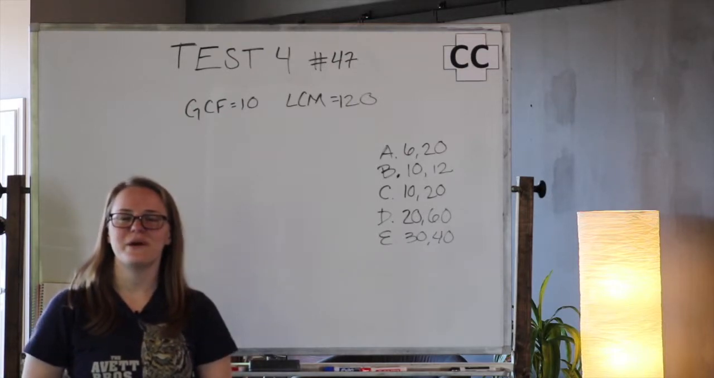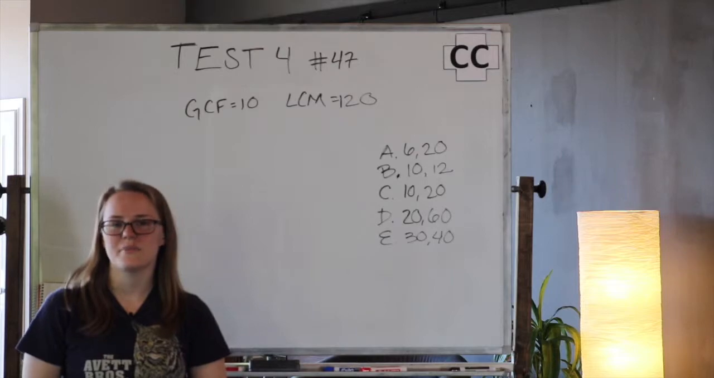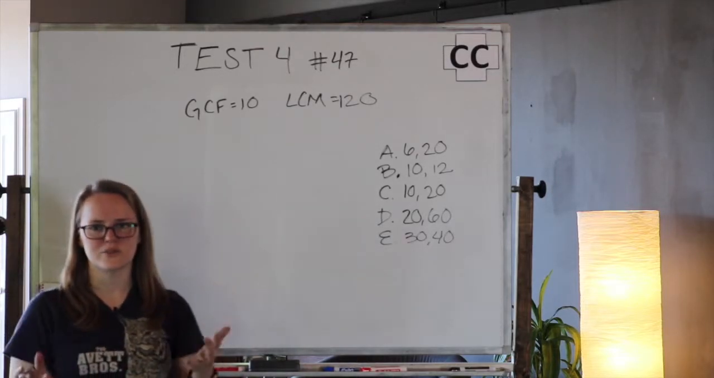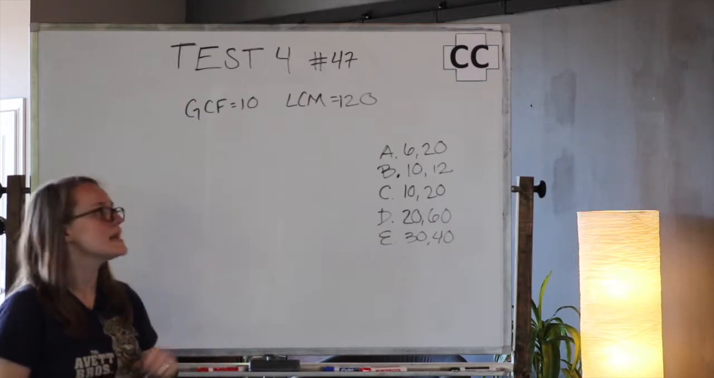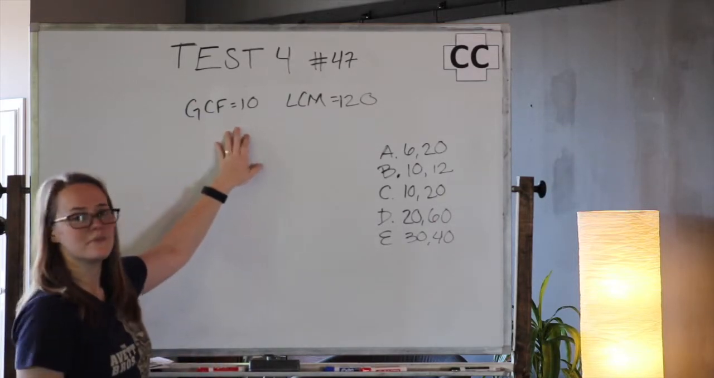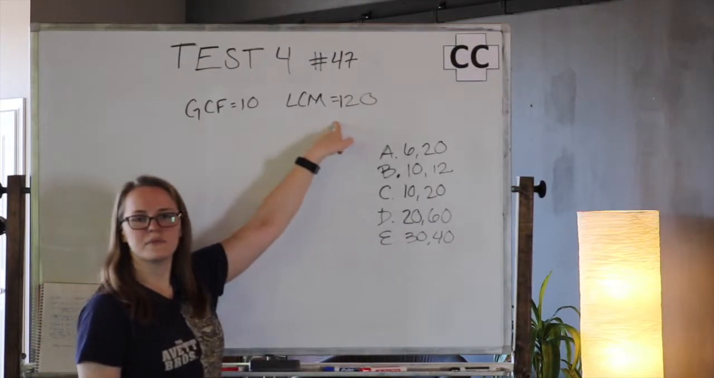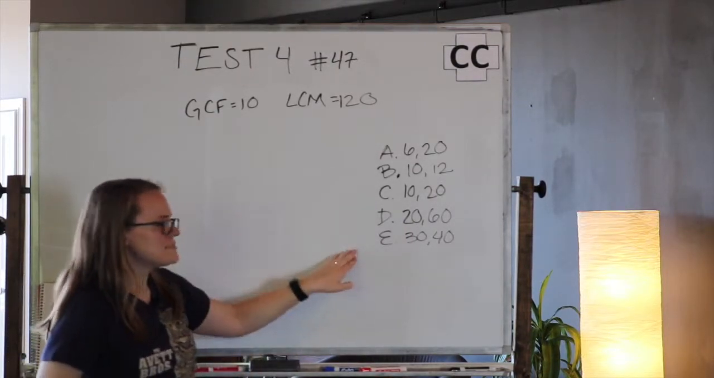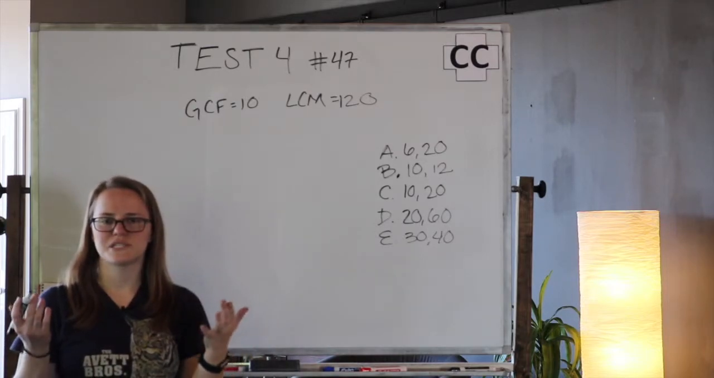So if you want, go ahead and take a moment to look at that problem now and pause the video. So what we have here is a description of two numbers. It says the greatest common factor of these two numbers is 10, and the lowest common multiple of these two numbers is 120.